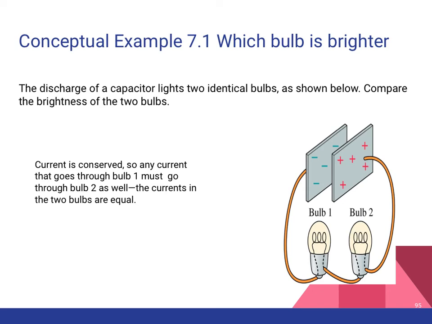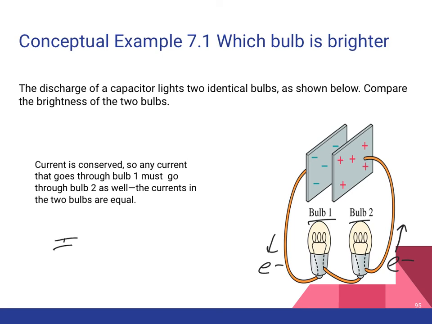So here's a quick little conceptual example. I have two bulbs that are hooked up. Which bulb is brighter? And the answer is, of course, well, the current is the same and the flow of electrons is the same, which means that bulb 1 and bulb 2 have to be equally as bright. And for right now, for our first section, that's all we really care about.